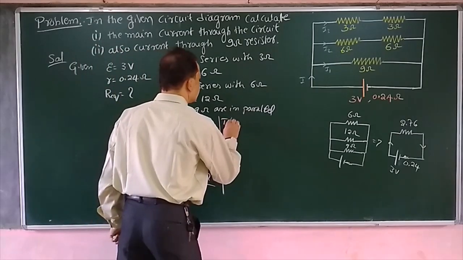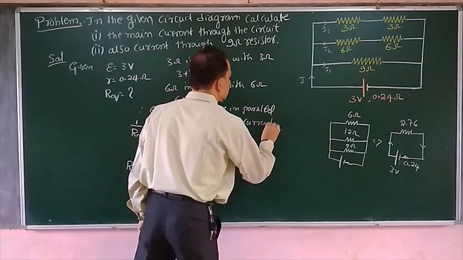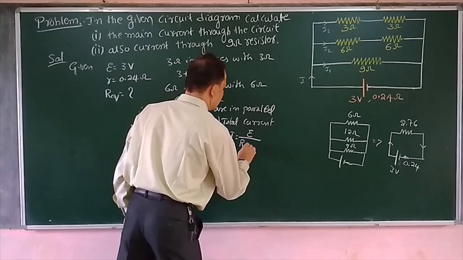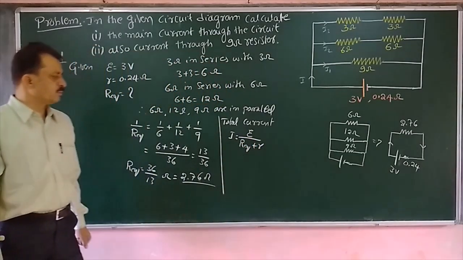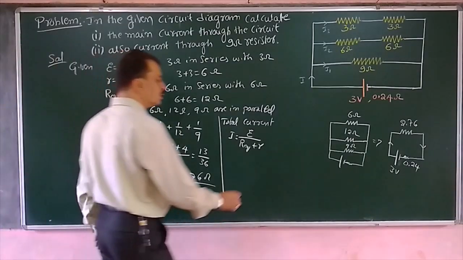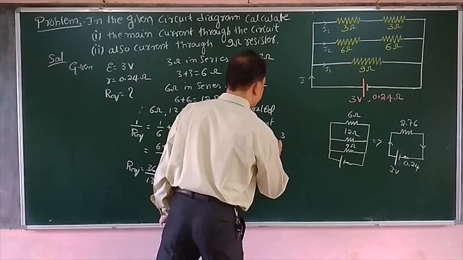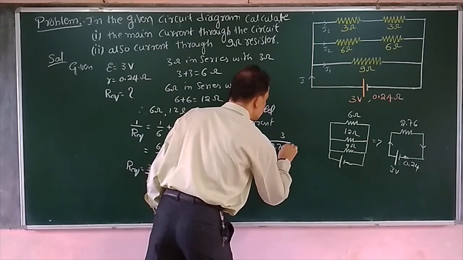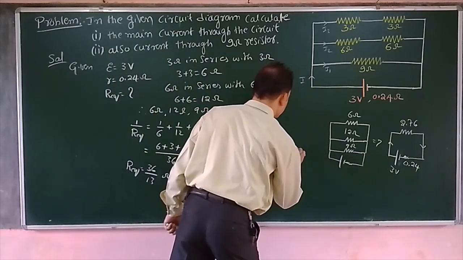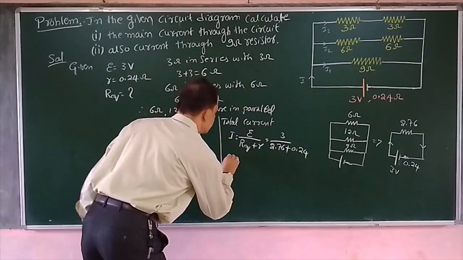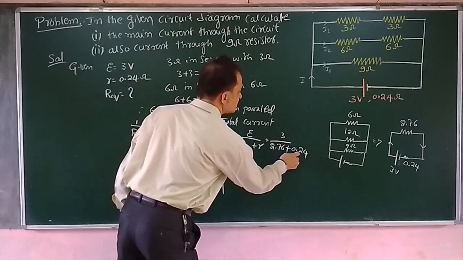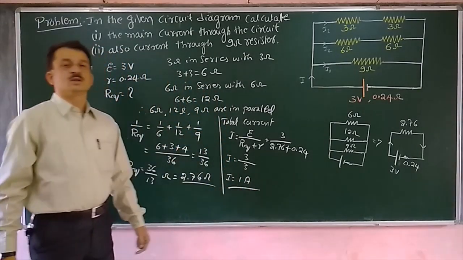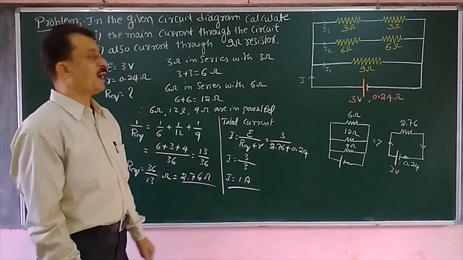Therefore total current I is equal to EMF divided by R equivalent plus small r. So EMF of the cell is 3 volts divided by R equivalent that we have calculated, 2.76, plus 0.24 internal resistance. This is equal to 3 divided by 2.76 plus 0.24, which is 3. So 3 by 3 is equal to 1 amp. The total current in the circuit is 1 amp.